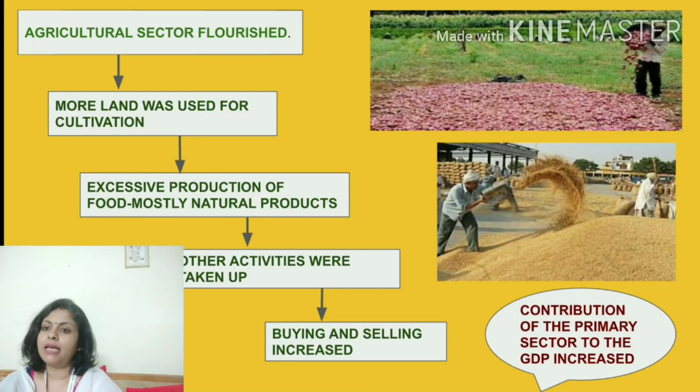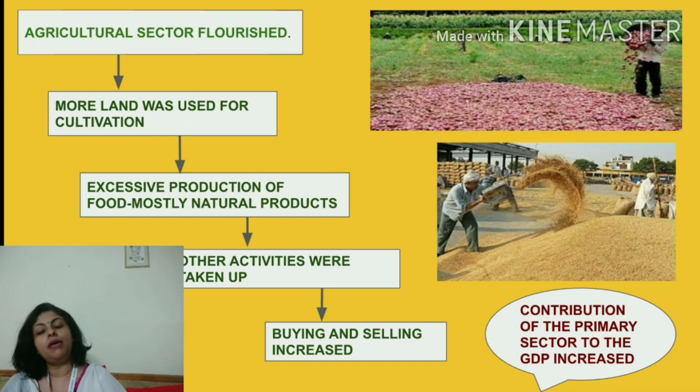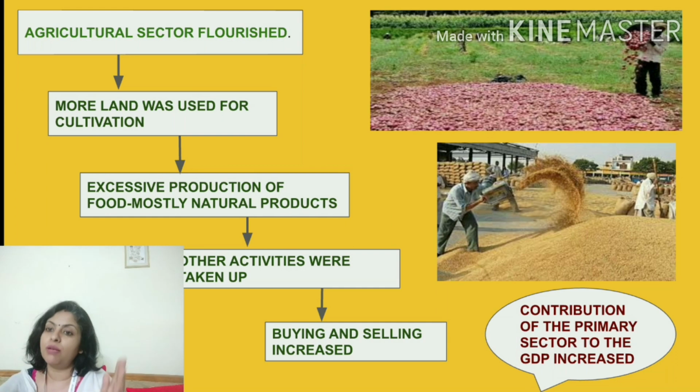Now let's understand this even better. The agricultural sector flourished when we used technology. Of course it will, because the moment we used technology, we started using more and more land. Large farmers increased. We started increasing, more areas were covered in agriculture. When we did more farming, more agriculture, what happened? We started producing more and more goods.